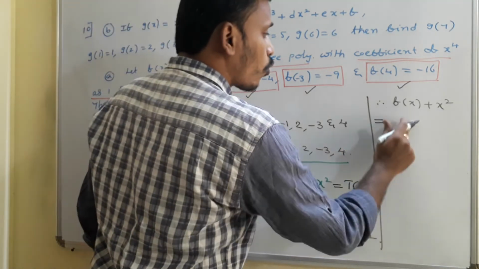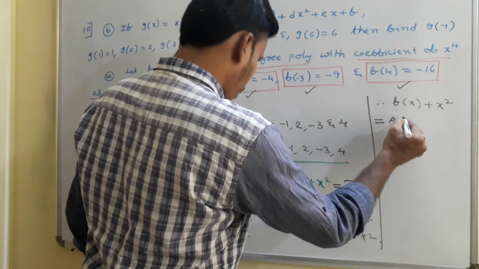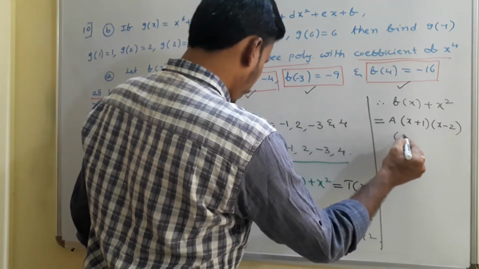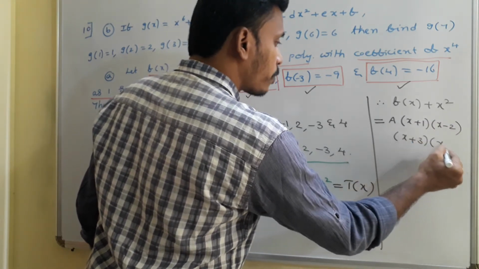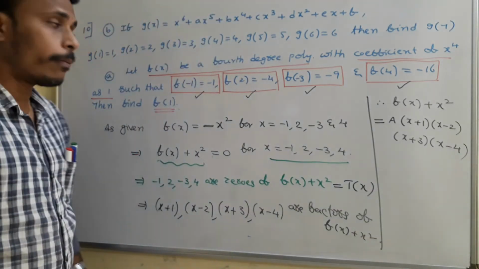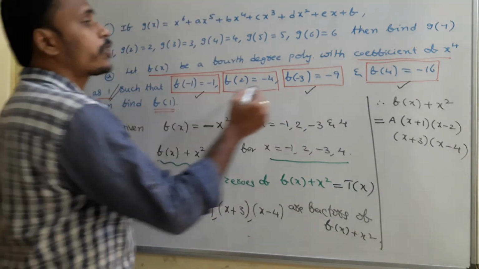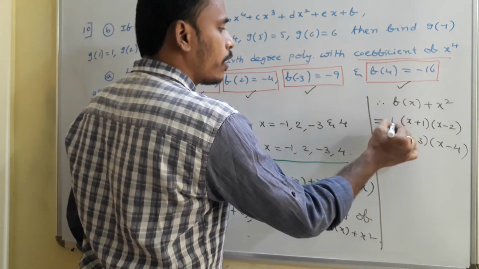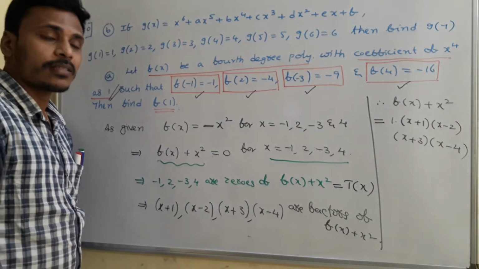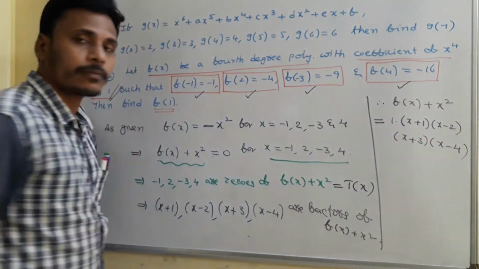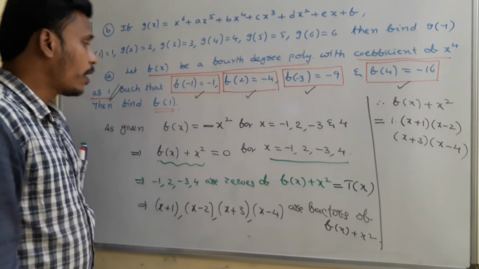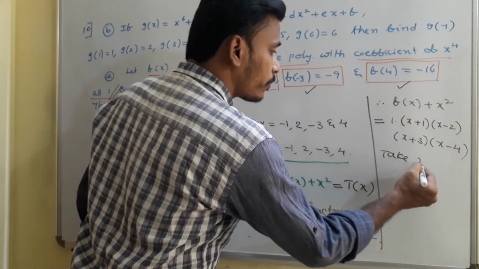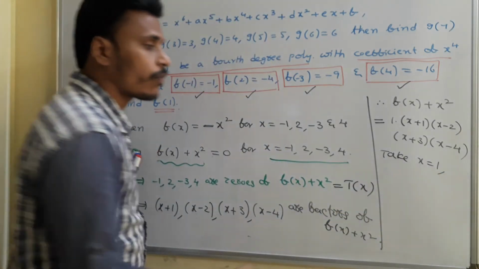Actually, we need to write f(x) plus x square as some a into (x plus 1) into (x minus 2) into (x plus 3) into (x minus 4). But as they mentioned, the leading coefficient, the coefficient of x power 4, is 1. So this a is equal to 1. So then simply f(x) plus x square is the product of these four factors. What we need is to find f(1), right? Now take x equal to 1. If you take x equal to 1, what will happen?